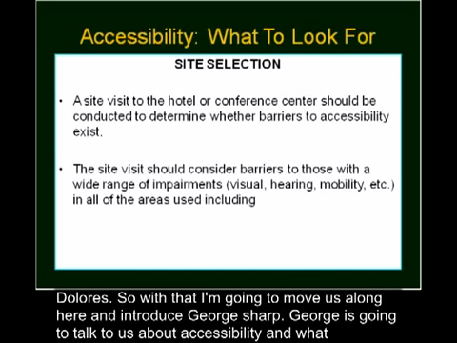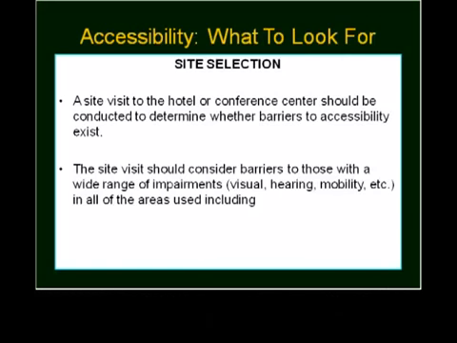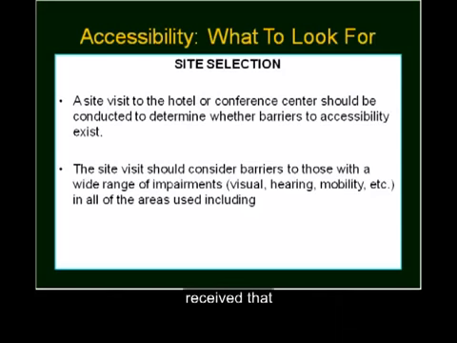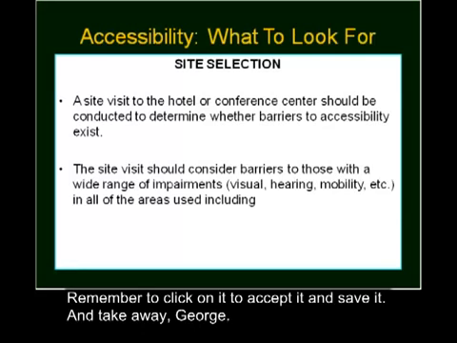George is going to talk to us about accessibility and what to look for. And I'm going to release right now the document that goes with his presentation. It's your handout. It's called Accessibility Meetings and Events. And George, can you tell us if you've received that already? Yes, I have. Okay, great. So it went out to everyone. So remember, just click on it to accept it and save it. And take it away, George.